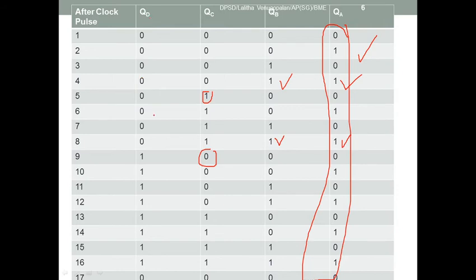QD toggles when all the 3 inputs, QA, QB, and QC, are 1, right? So only when QA, QB, QC are 1, then QD will change from 0 to 1, and it will remain 1 till the point when all the three outputs become 1 again, and then it becomes 0. So this is the principle that we use to design a counter.